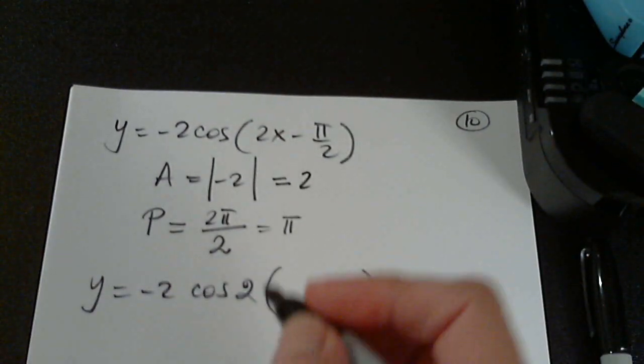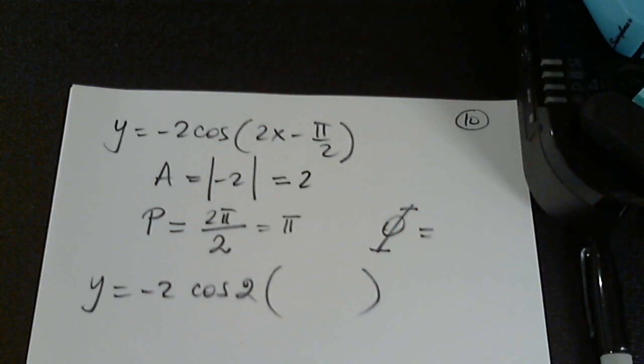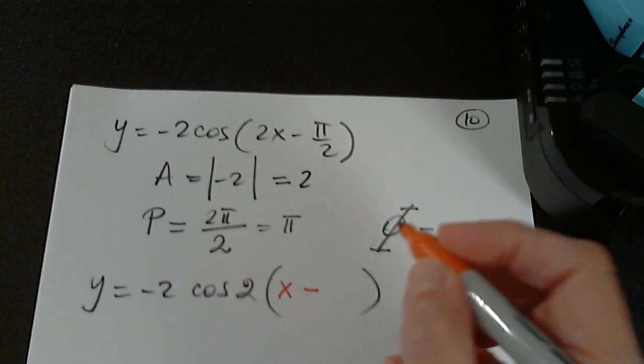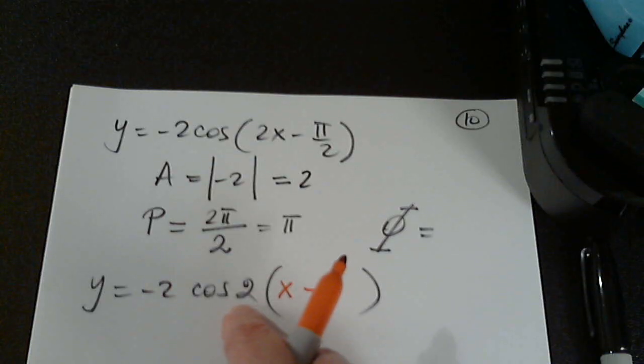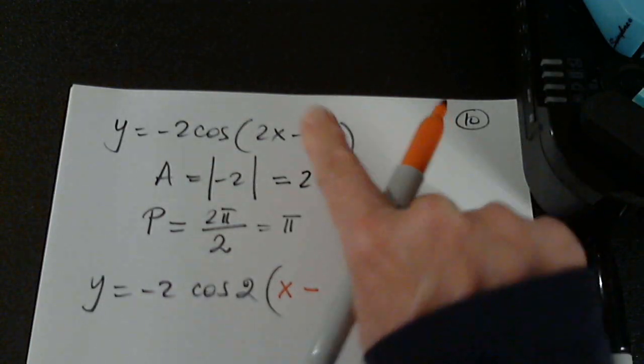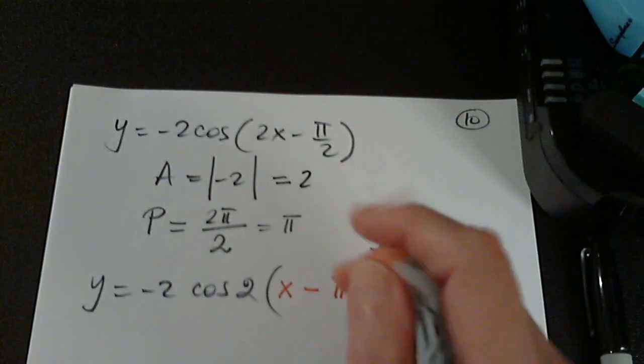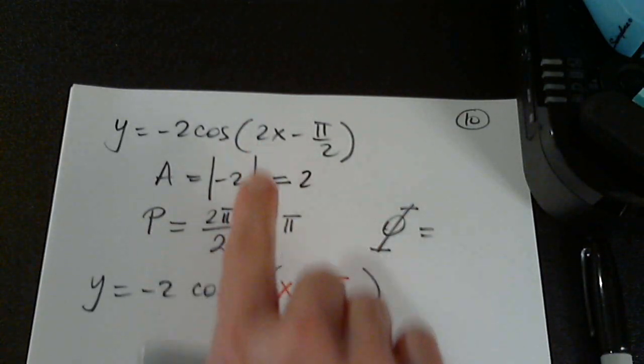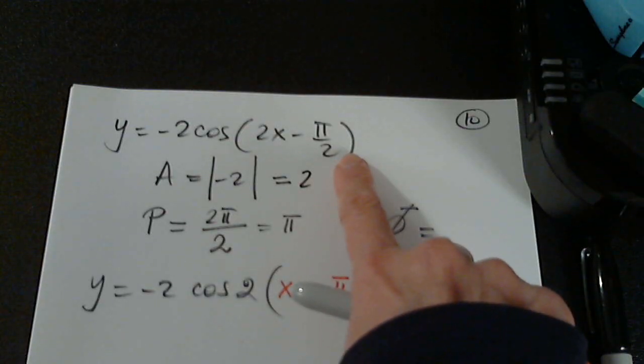Because now we need to identify the phase shift, phi. How do I do this? Anyone, please? Would it be x minus pi? If I write pi, when I multiply pi by 2, I will not get pi over 2. Now let's check. 2 times x is 2x, but 2 times pi is not pi over 2.